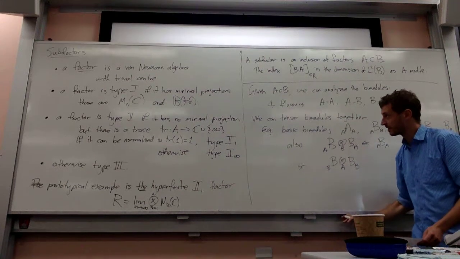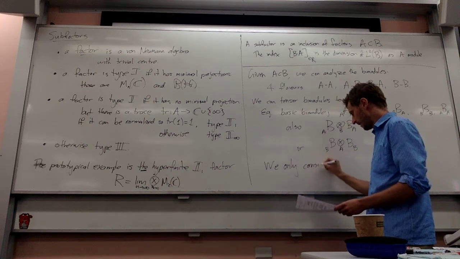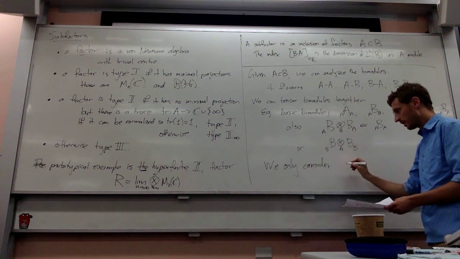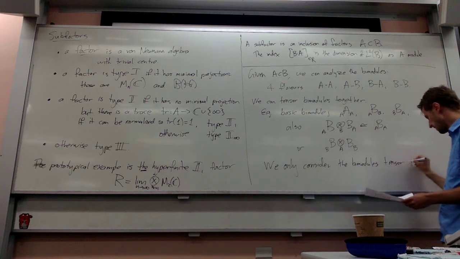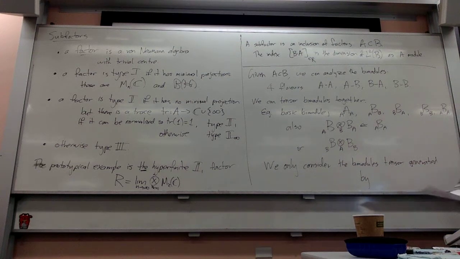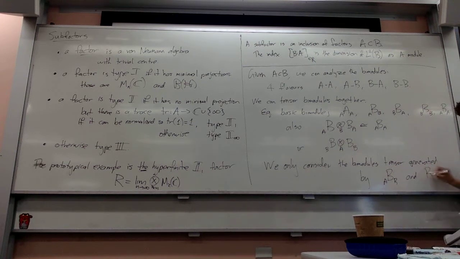The final thing to say about bimodules here is that we only consider some bimodules. If you wanted to know all of the BB bimodules for some factor B, there'd be some ridiculous list. We only consider the bimodules that are tensor generated. That means appearing in some summands of the following tensor products. We take B as an AB bimodule and B as a BA bimodule, and you just worry about the bimodules that you can find by decomposing tensor products of these with each other some number of times. So that's some collection of bimodules.